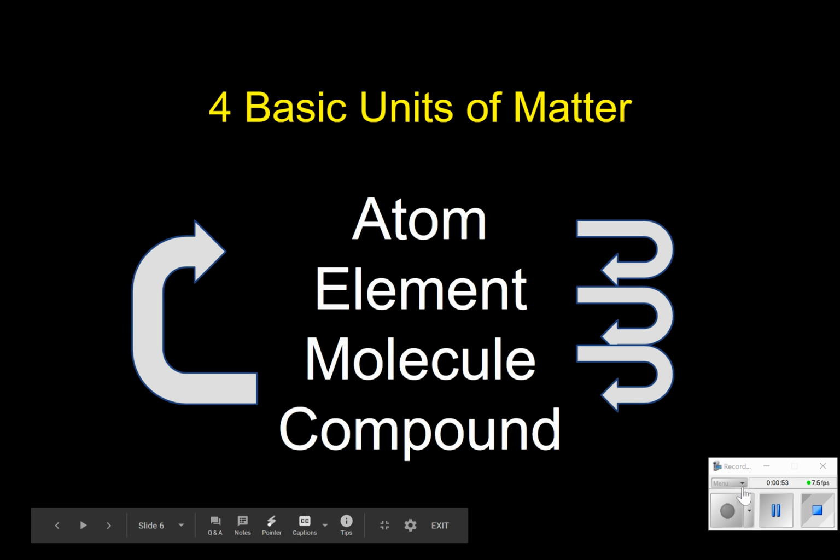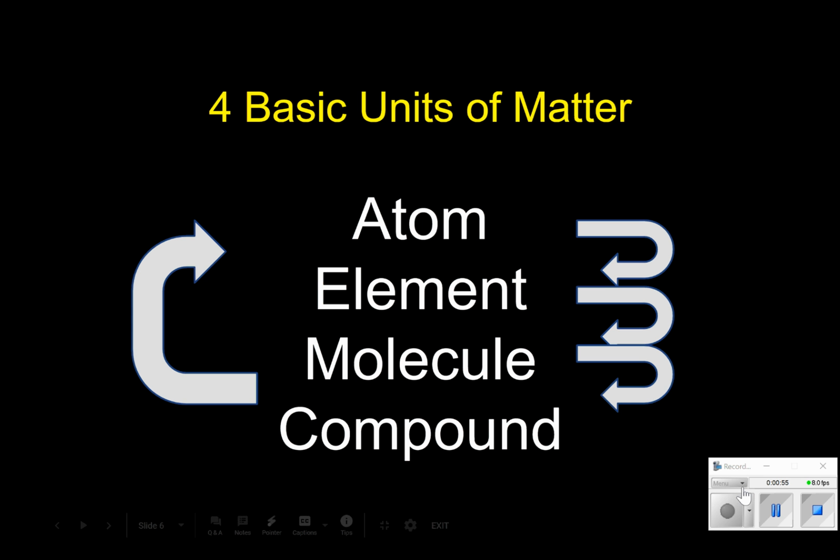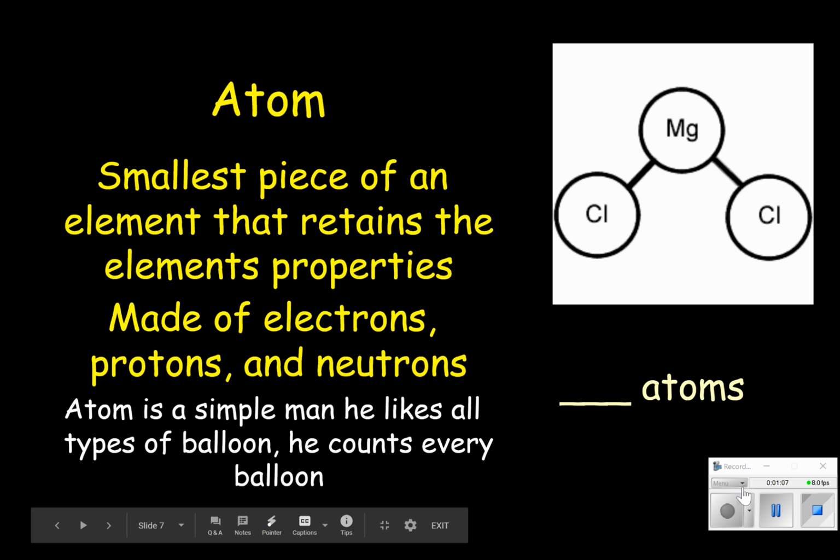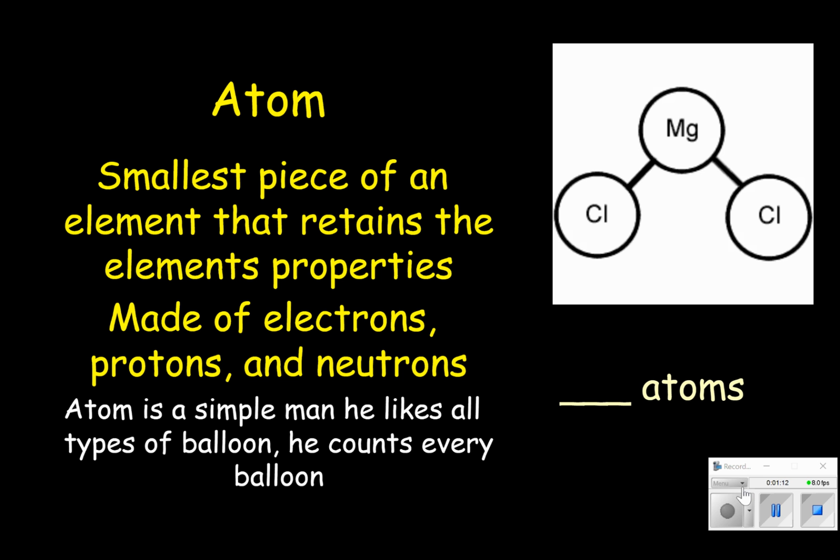The next page we're talking about is that there are 4 different types of matter. There's atoms, there's elements, there's molecules, and there is compounds. When we're talking about an atom, we're talking about really the smallest piece of an element that retains the properties of its element. It's always made out of electrons, protons, and neutrons. We show it usually as a circle. It looks like, I'm going to call it a balloon.